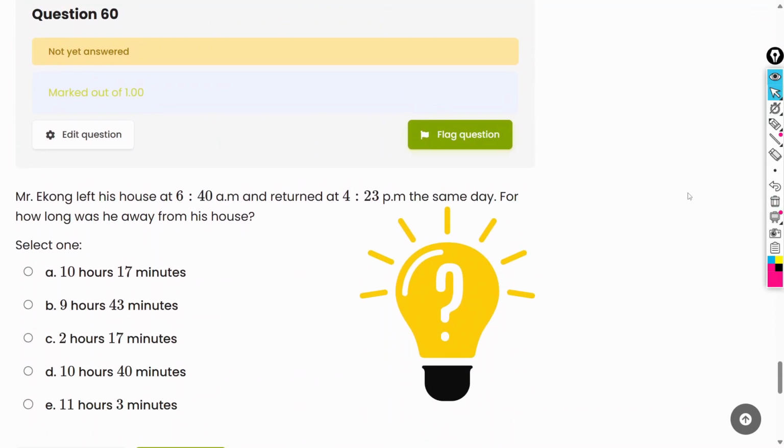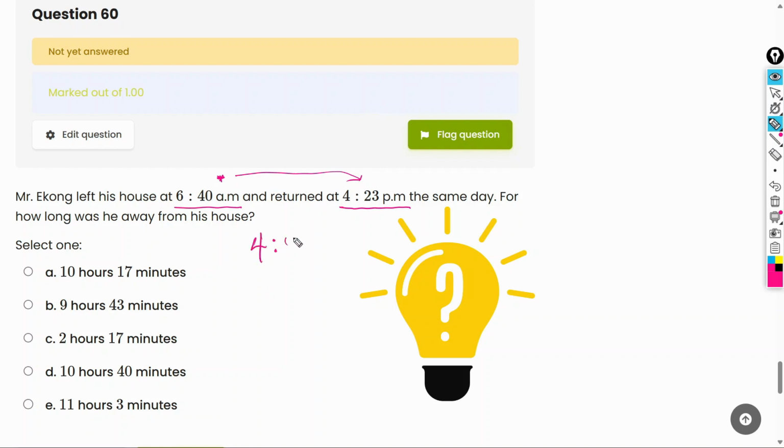Mr. Ekong left his house at 6:40 a.m. and returned at 4:23 p.m. the same day. For how long was he away from his house? So we are finding out how much time it takes from here to here. The difference can be found using subtraction.